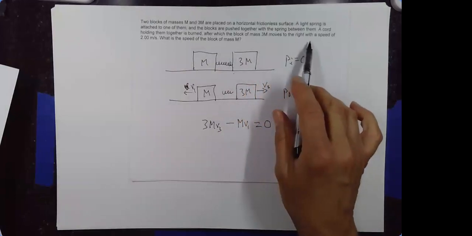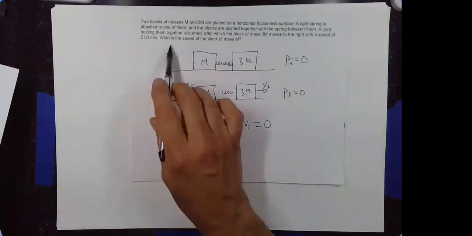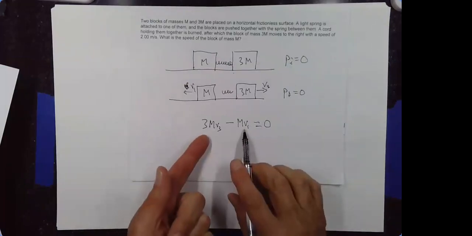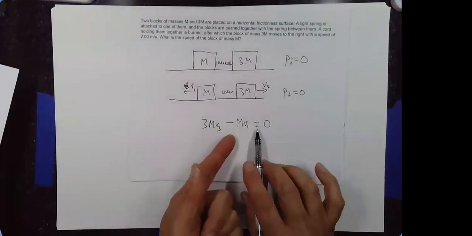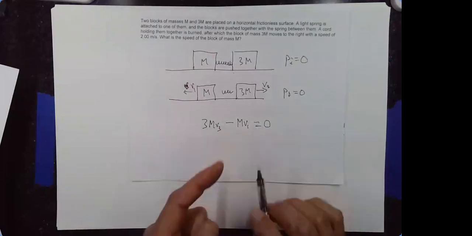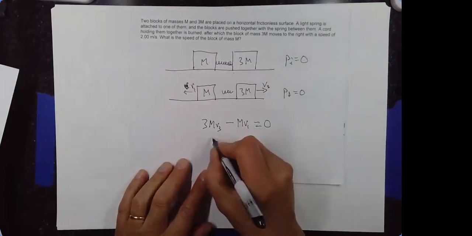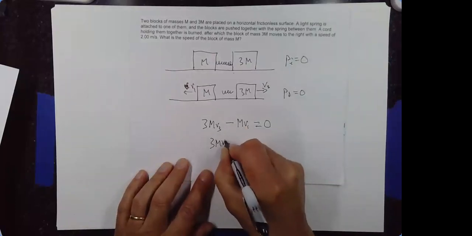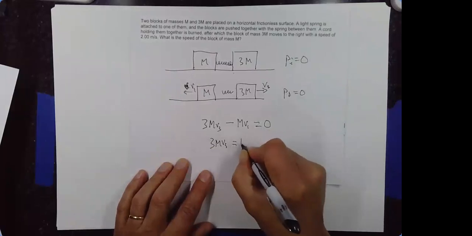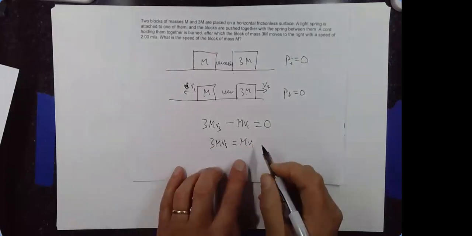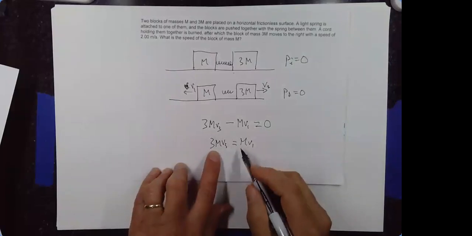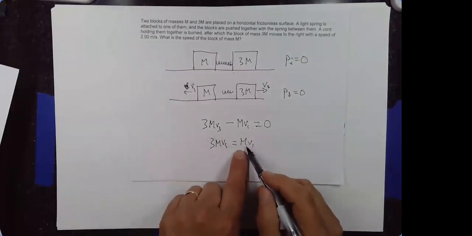Okay, the block of mass 3m moves to the right with a speed of 2 meters per second. What's the speed of the block of mass m? Well, intuitively, you could just about figure this out, but let's go ahead and solve for v1. If I kick this term across, I'll get 3mv3 is equal to mv1.